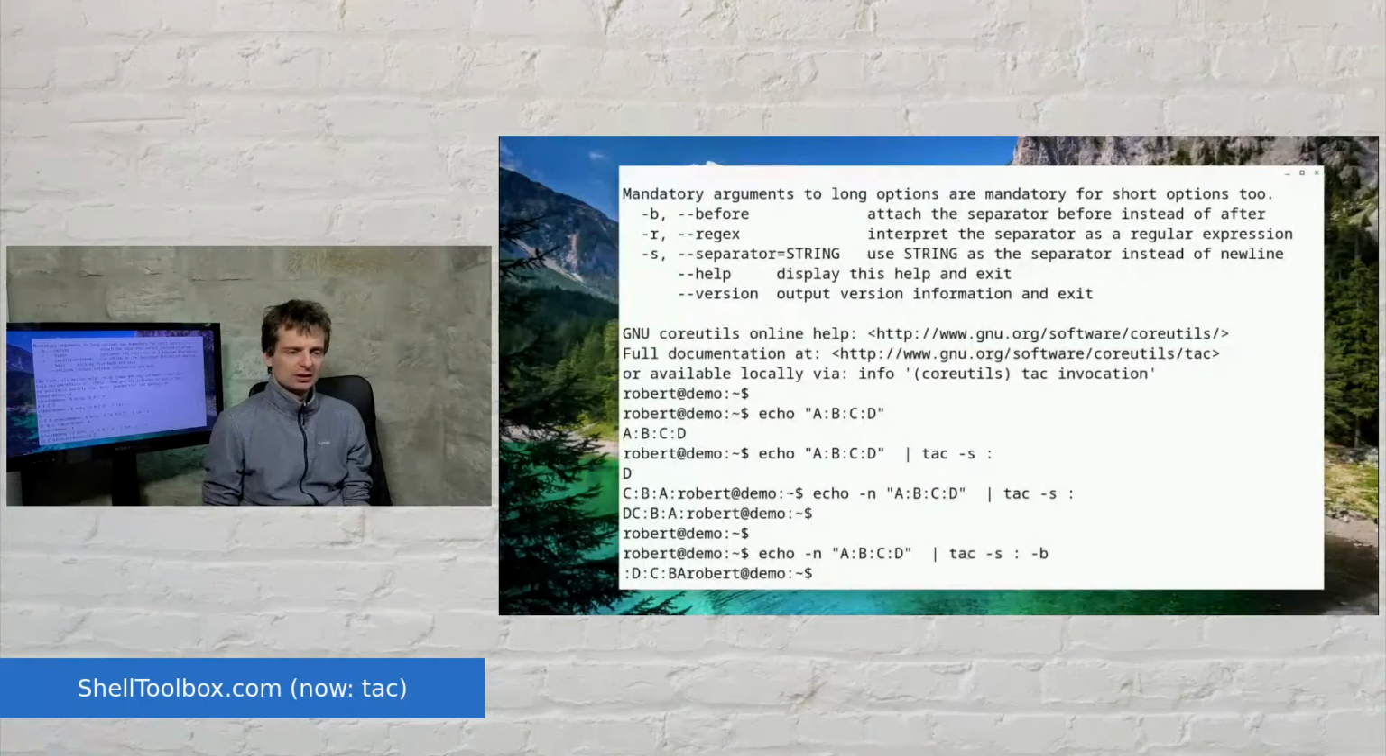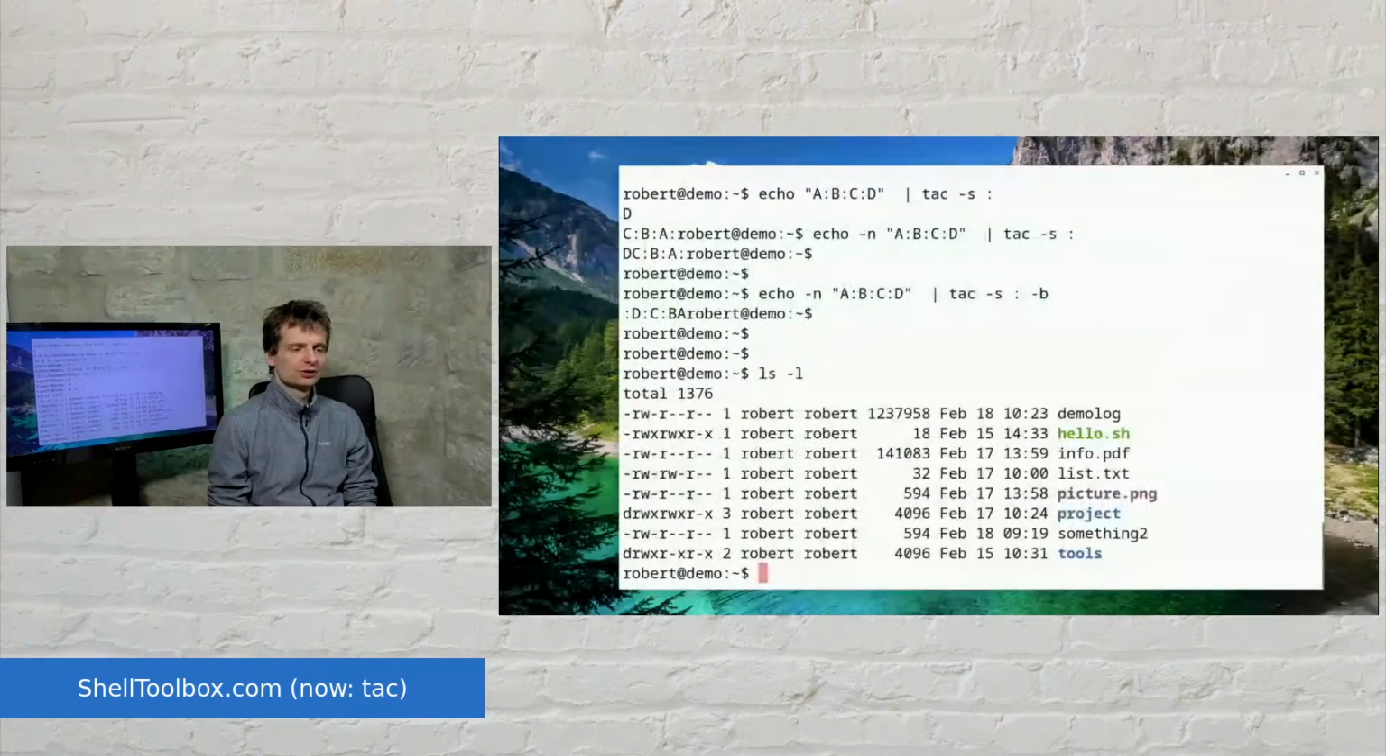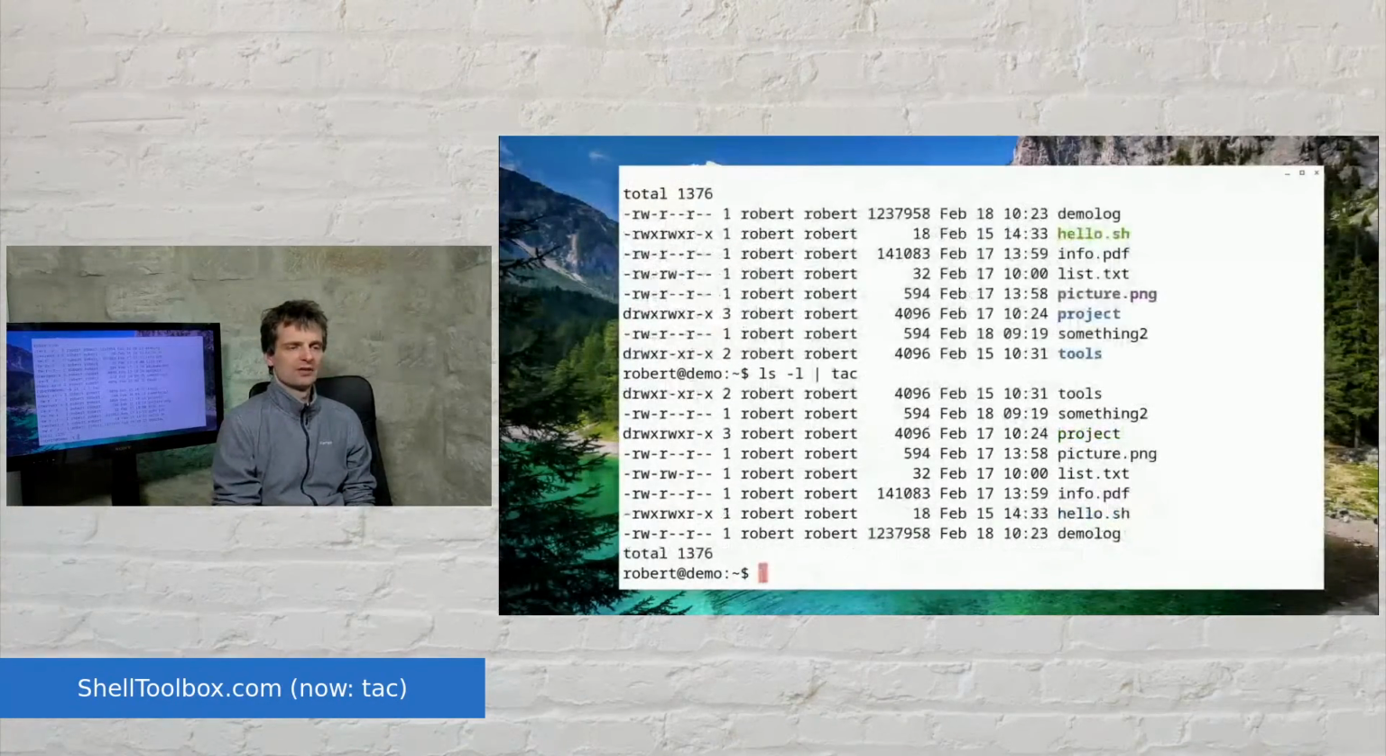Okay, this is what the tac command can be used for: simply reversing things. You can do some really fancy things here with the help of these -b, -r, -s command line switches, but typically you will use tac to reverse lines. Really easily, print something out, generate some output, pipe this to the tac command, and the tac command will reverse the lines you have here.